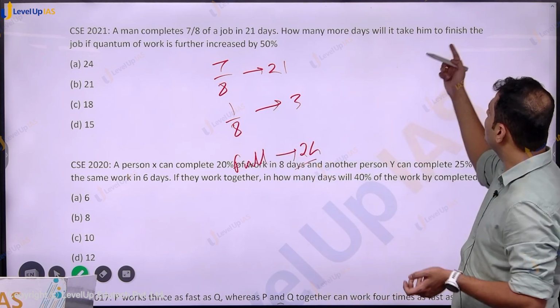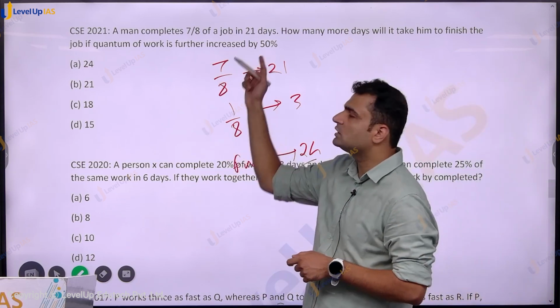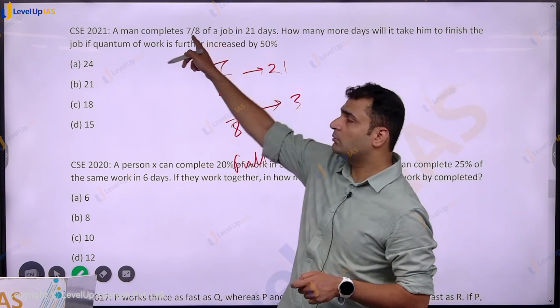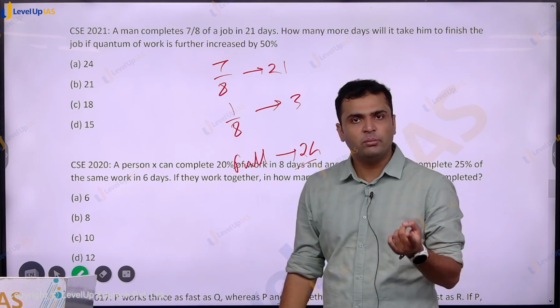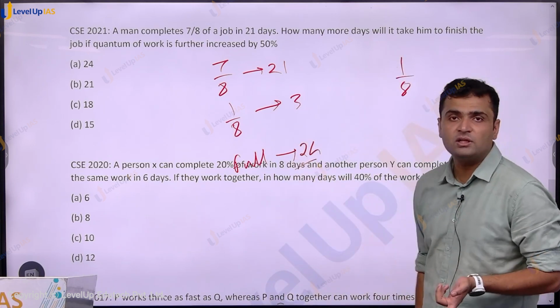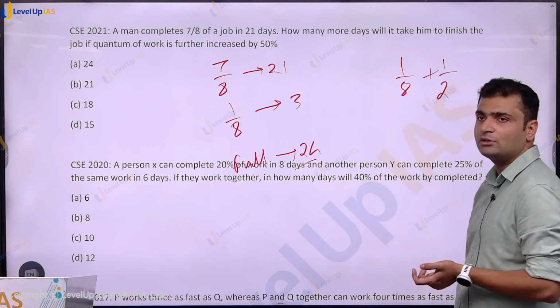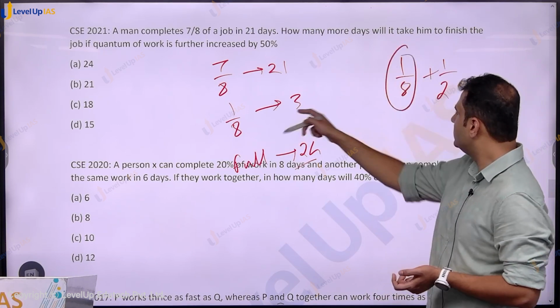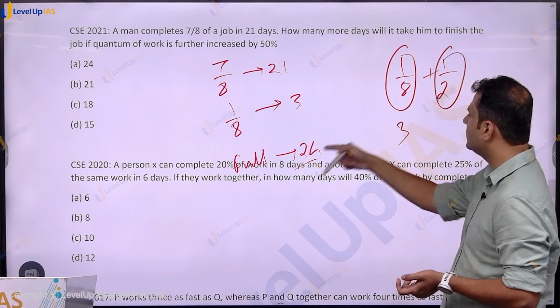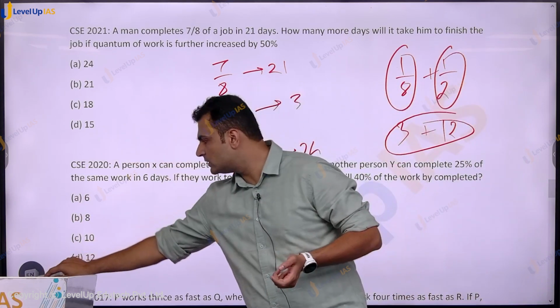Question is, how many days will it take him to finish the quantum of job if quantum of work is further increased by 50%? Because he has completed 7 by 8 job, he still has to do 1 by 8 job. So that quantum is still pending, and they have increased the work by 50%. 50% is 1 by 2. So this is how much work he has to do. For 1 by 8 work, he requires 3 days. For half work, he requires 12 days. Total 15 days are required. Answer is D.